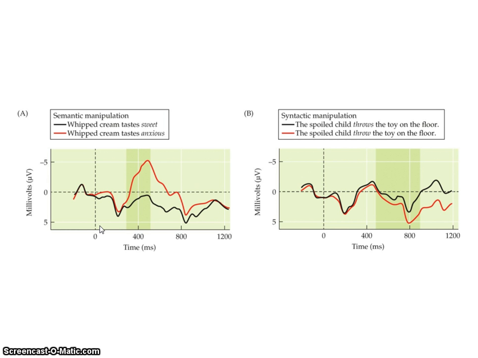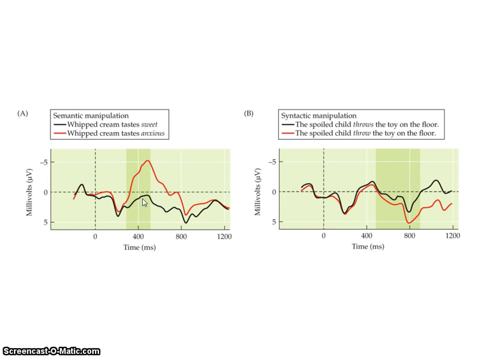Notice that this point right here, this 0 point of milliseconds, is not the beginning of the sentence, but the beginning of the word onset when either the congruent or discordant word was presented. So this is the time point when the word was said, either sweet or anxious, and it took about 400 milliseconds before the participant was able to make some distinction in their brain patterns of whether that word made sense or didn't make sense in context.